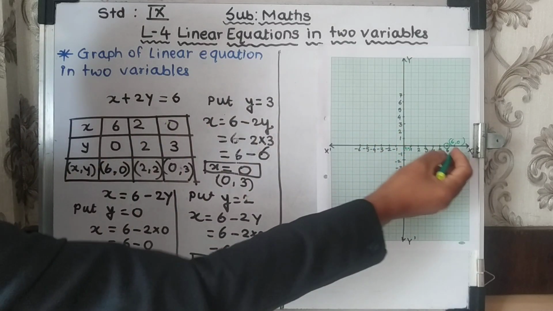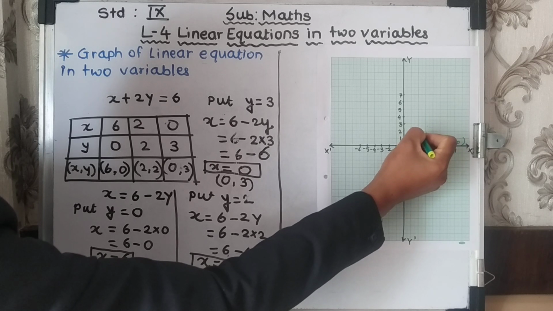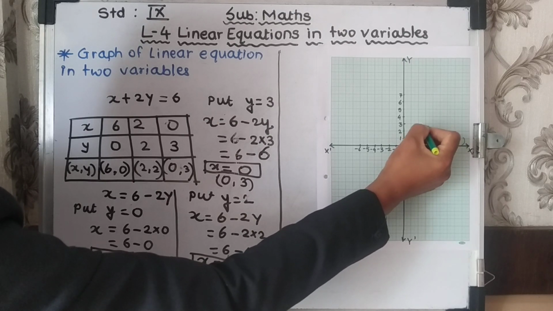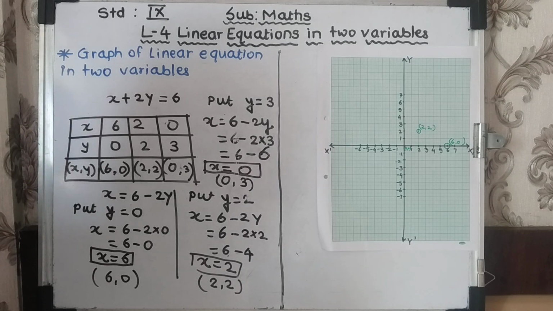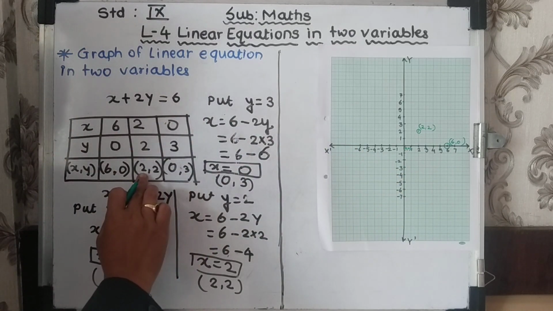Now we have another one, which is (2, 2). So 2 is on the x-axis and 2 is on the y-axis. Both lie in the first quadrant, right? So we will have (2, 2) here. Now see, students, use a pencil and scale to draw a graph. I am using a sketch pen here to make it visible for you. So you use a pencil and scale. Now (2, 2) is done.